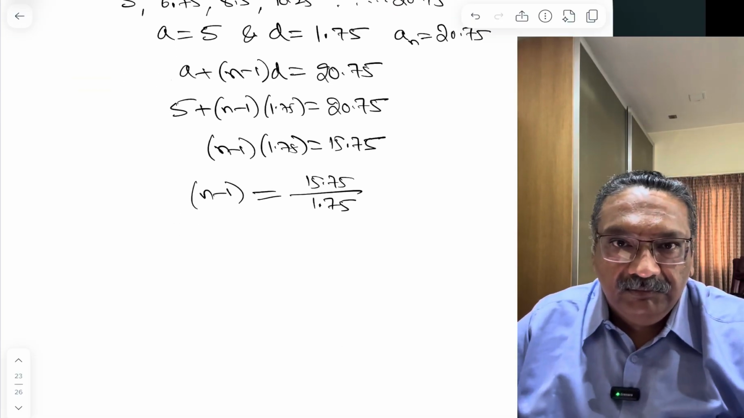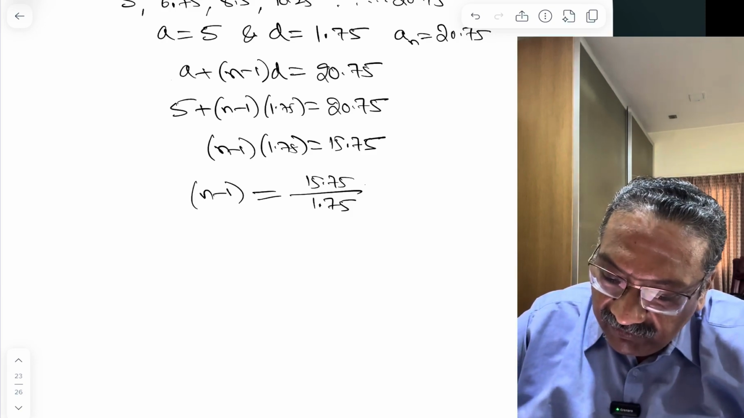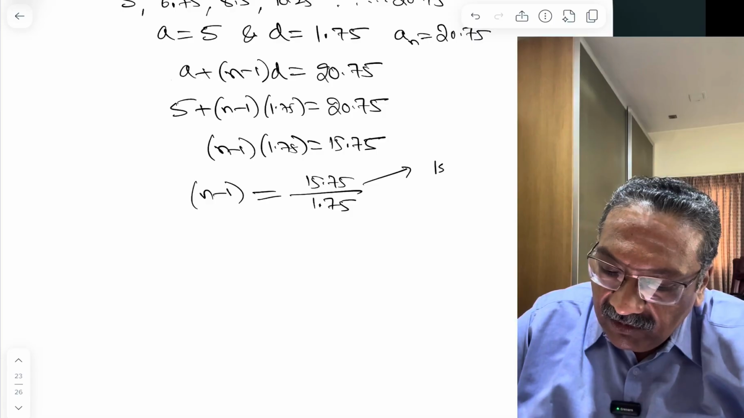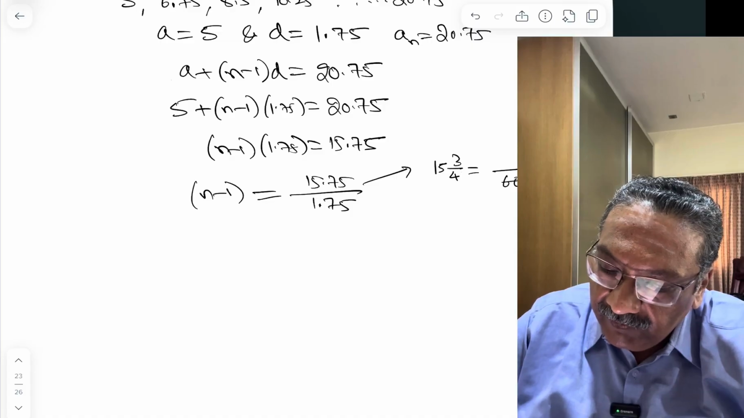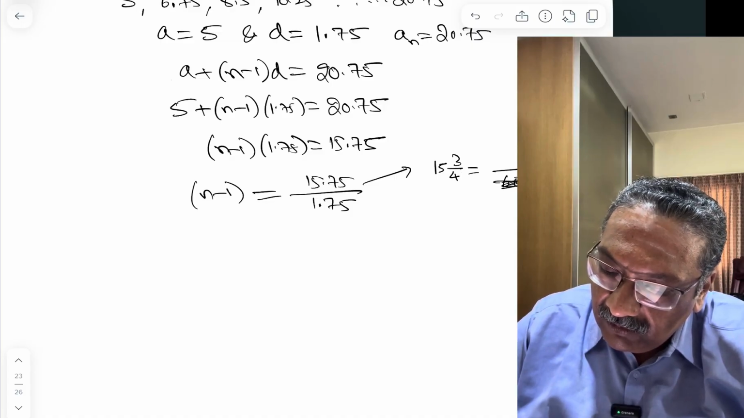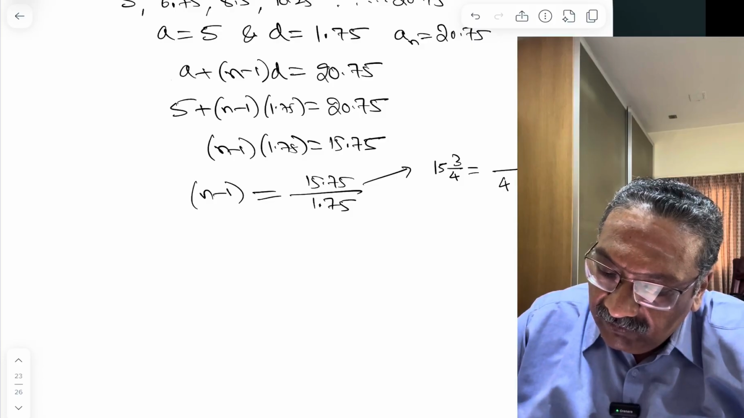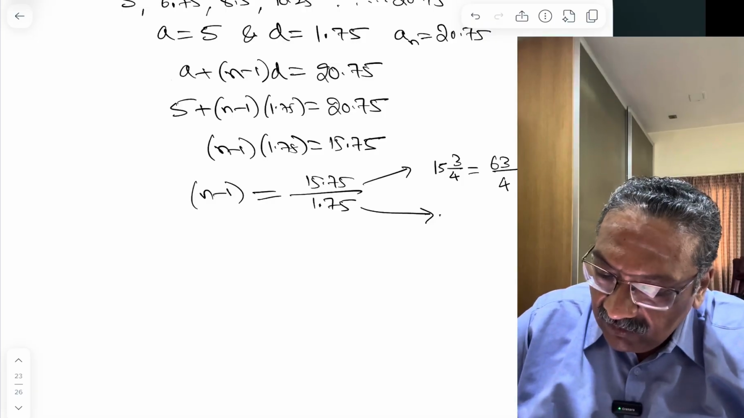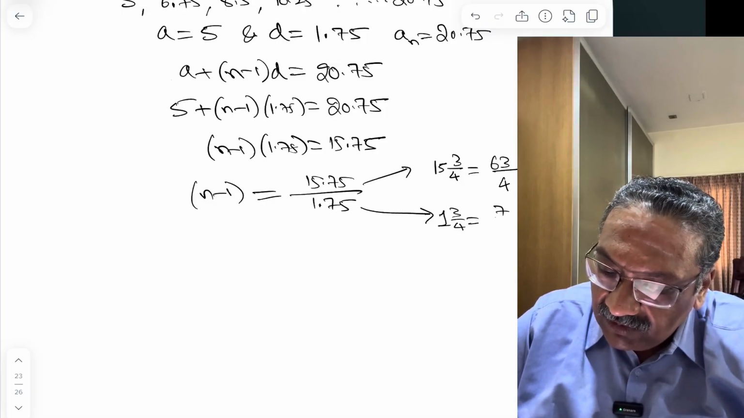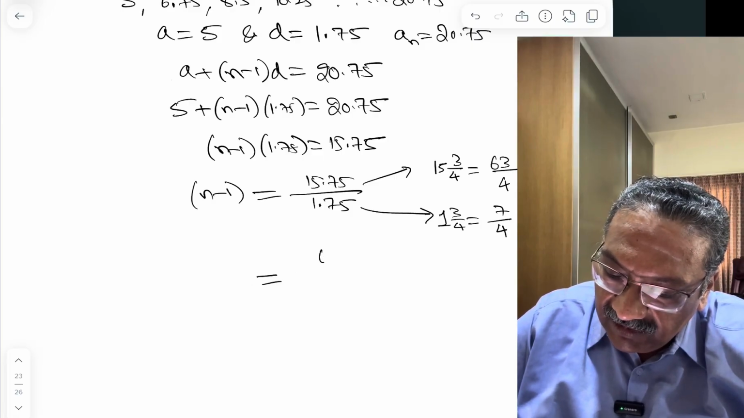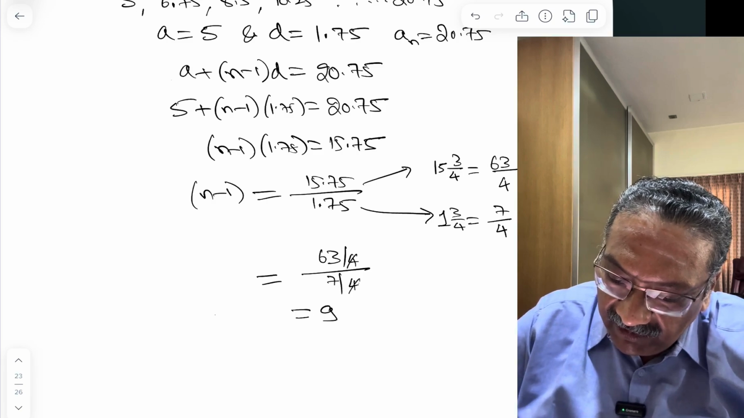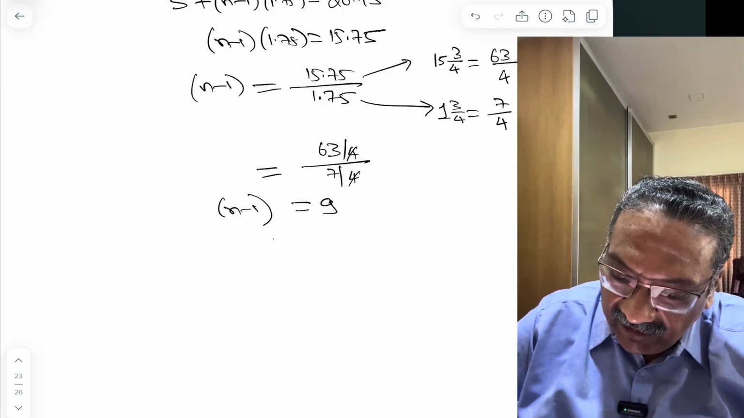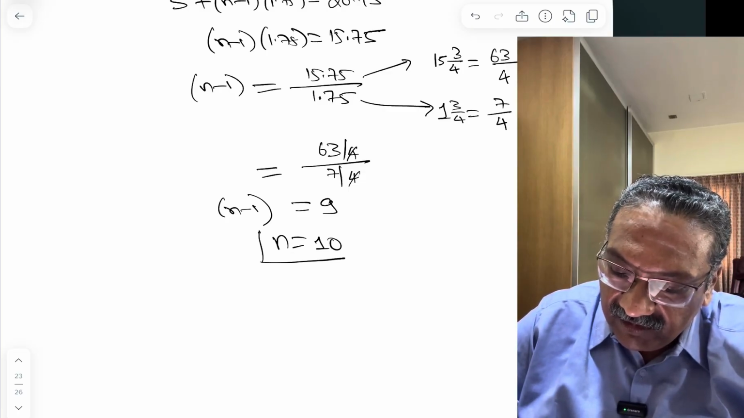We have to do this division. If it becomes a little heavy division, what I suggest you do is 15.75 can be written as 15 into 4 is 60, so 63 by 4. 1.75 can be written as 7 by 4. So you can write this as 63 by 4 divided by 7 by 4. The 4s cancel, and you get 9. n minus 1 is equal to 9 and n is equal to 10. This is the answer.